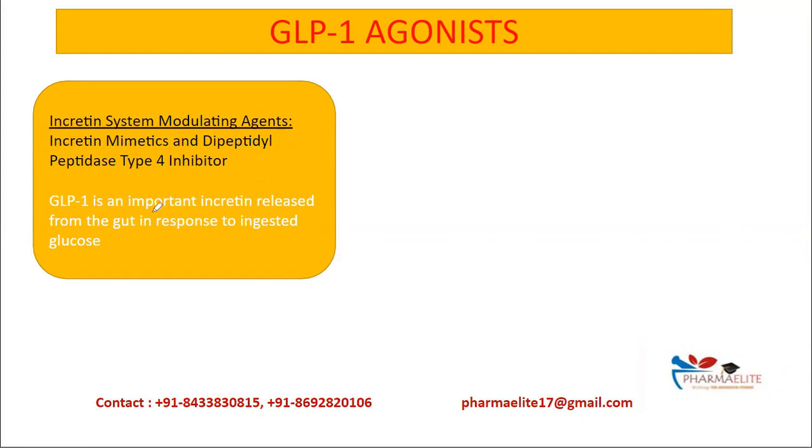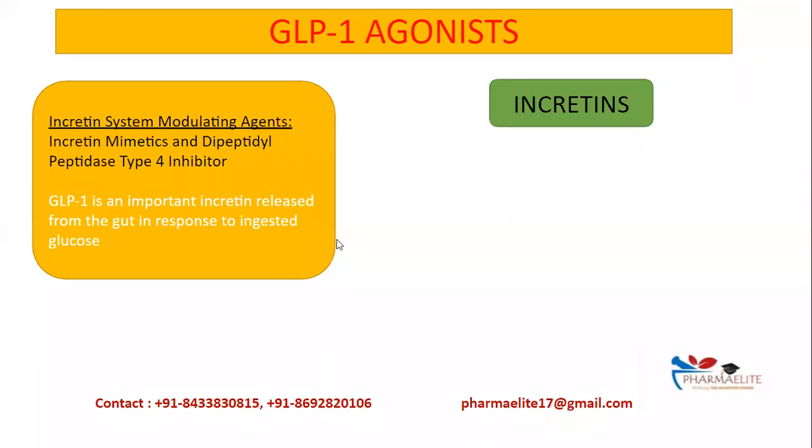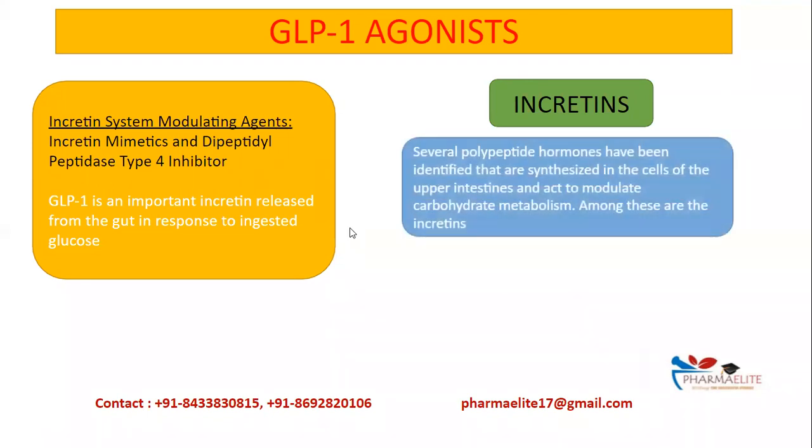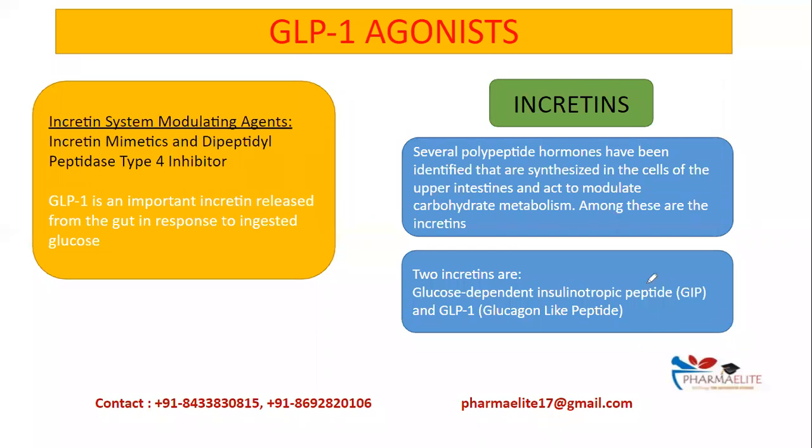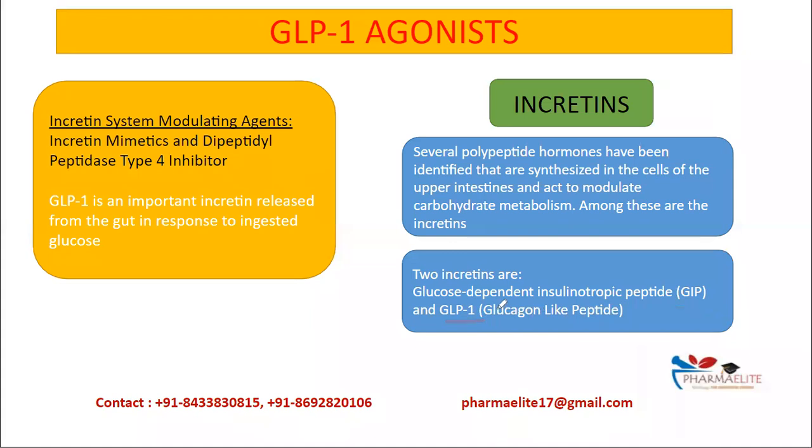Now, GLP-1 is a very important incretin that is released from the gut in response to the ingested glucose. Before moving on to the drugs, let's look at incretins. Several polypeptide hormones have been identified that are synthesized from the cells of the upper intestine, and these hormones act to modulate carbohydrate metabolism. Among these hormones are the incretins. The two main incretins of our body are GIP and GLP-1. This is very important. GIP is glucose dependent insulinotropic peptide and GLP-1 is glucagon like peptide.